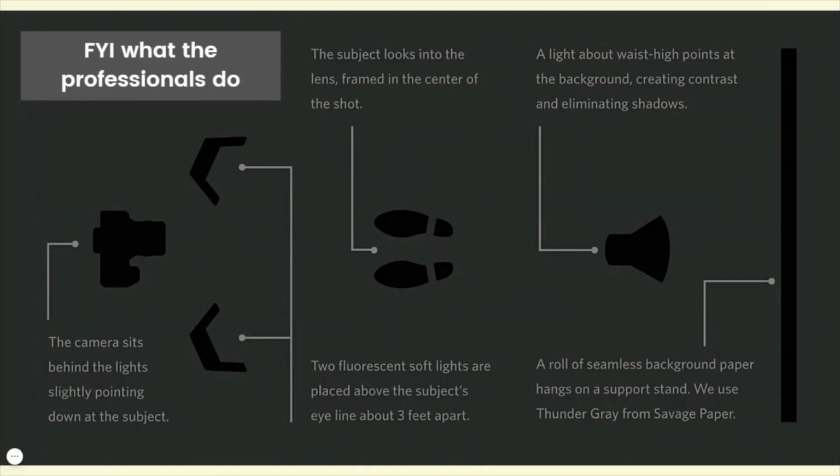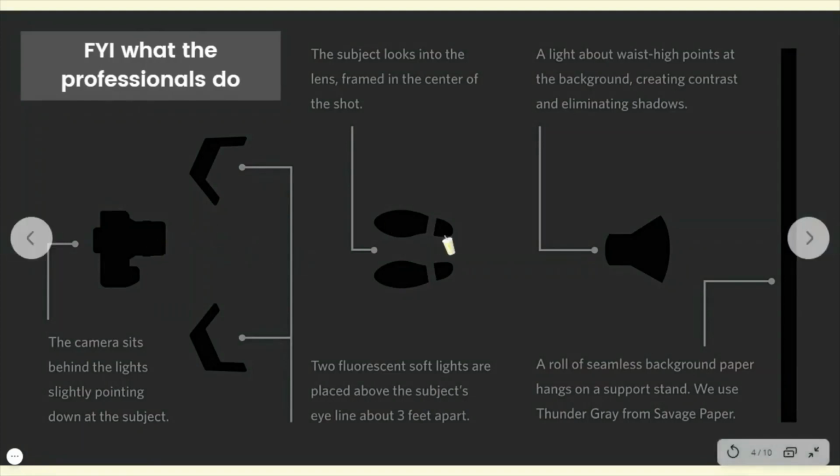How this works is the camera sits behind the lights, and these two lights, as you can see, are in front of the camera, but they would be pointed down at a distance, at an angle, and they are a few meters away from where you would be. The person speaking or teaching would be looking straight into the camera.